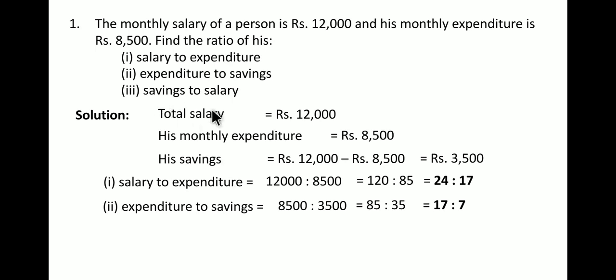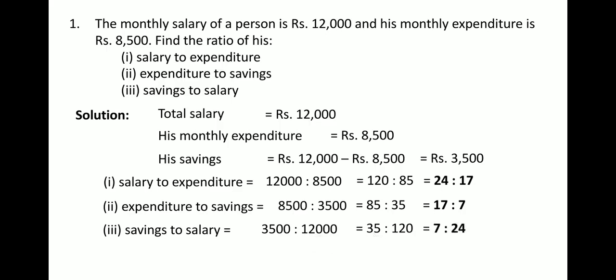Lastly, we have to find his savings to salary. So his savings is again 3,500 and the salary is 12,000. So 3,500 is to 12,000, where the zeros can cancel and we will get 35:120. After 2 zeros are gone, 120 is left. Now 5 divides 35 7 times and 120 24 times. So 7:24 is the ratio of savings to salary. And these are the required answers.